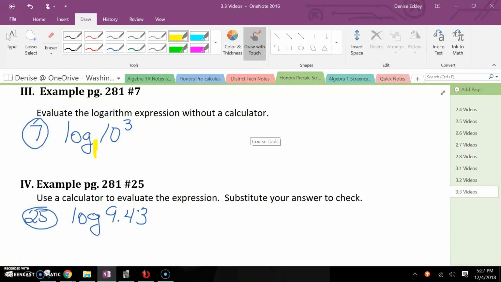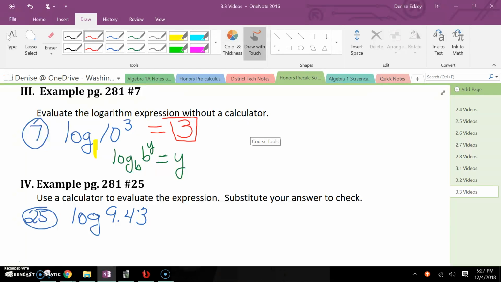So I can use the same property which I used in the last example, which was log base b of b to the y is going to equal y. And so since I have log base 10, 10 to the third, the answer to number 7 is going to be 3, that exponent of the 10. And we are done with number 7.